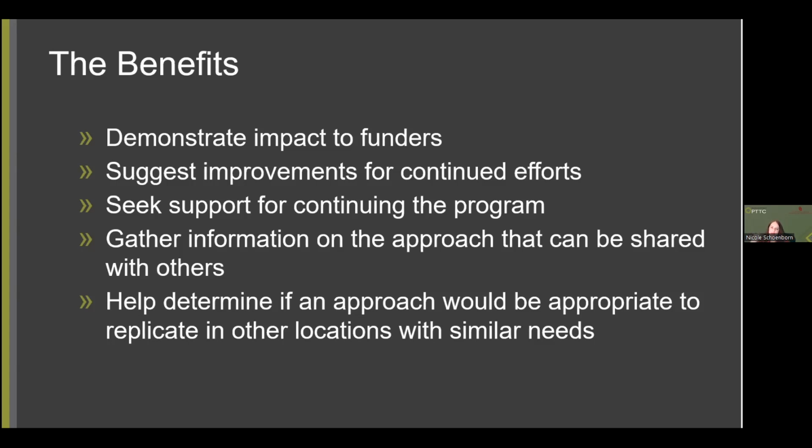Another thing is to suggest improvements for continued efforts. We may find that something in our program isn't working or could be done better. That's the quality improvement piece, right? We can use our findings to inform funders, program developers, and others that this is a suggested improvement. We tried it. It looks like it's working. Here are some suggestions. We also can seek support for continuing the program, which is a big yes in our arena in prevention, continuing to advocate for support and continued programs.